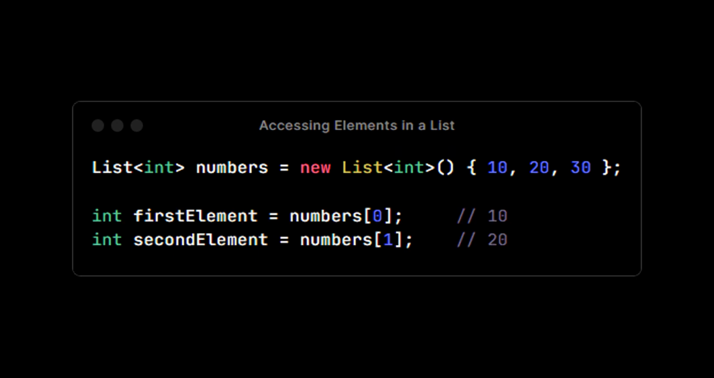Accessing elements in a list. You can access individual elements in a list using index notation. The index starts from 0 for the first element. Here's an example of accessing elements in a list.